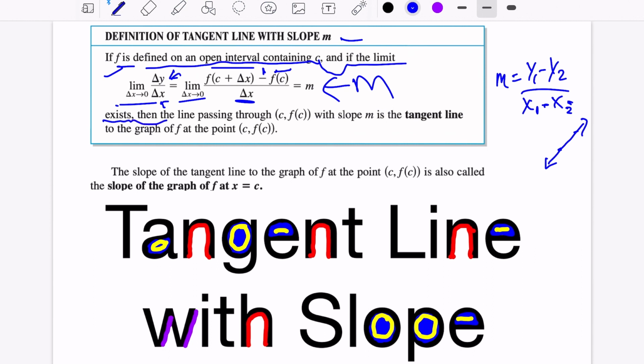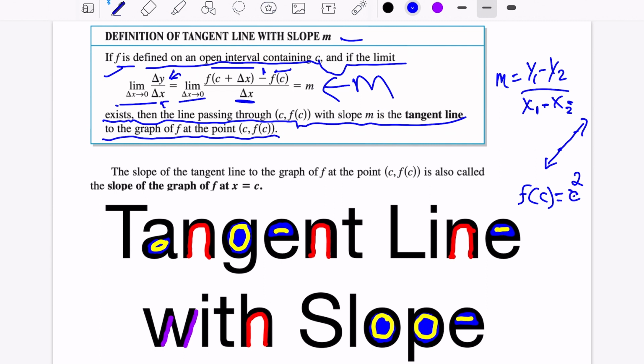If the limit exists, then the line passing through (c, f of c) with the slope m is a tangent line to the graph of f at the point (c, f of c). Remember, f of c is simply the input on a function, right? Whatever variables we have on the other side will be replaced by the letter c. And I'll explain that later on as I continue.